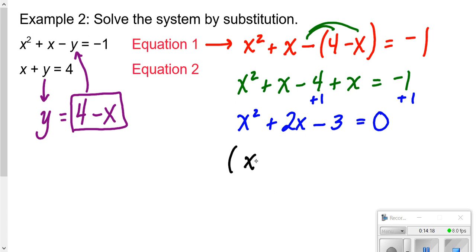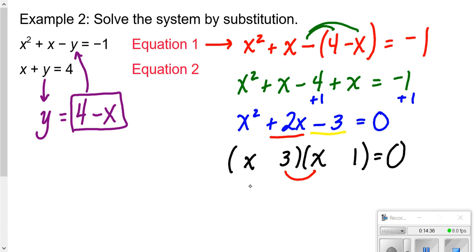I think it factors. So I need an x and an x to get an x squared in the front. My back number is minus 3, so that's going to be a 3 and a 1. And then there's going to be some plus and minus thing here to make the signs work out. Then I look in my middle term, which is positive 2x. So I know if I were to multiply this out, I'd get 3x here, I'd get 1x here.